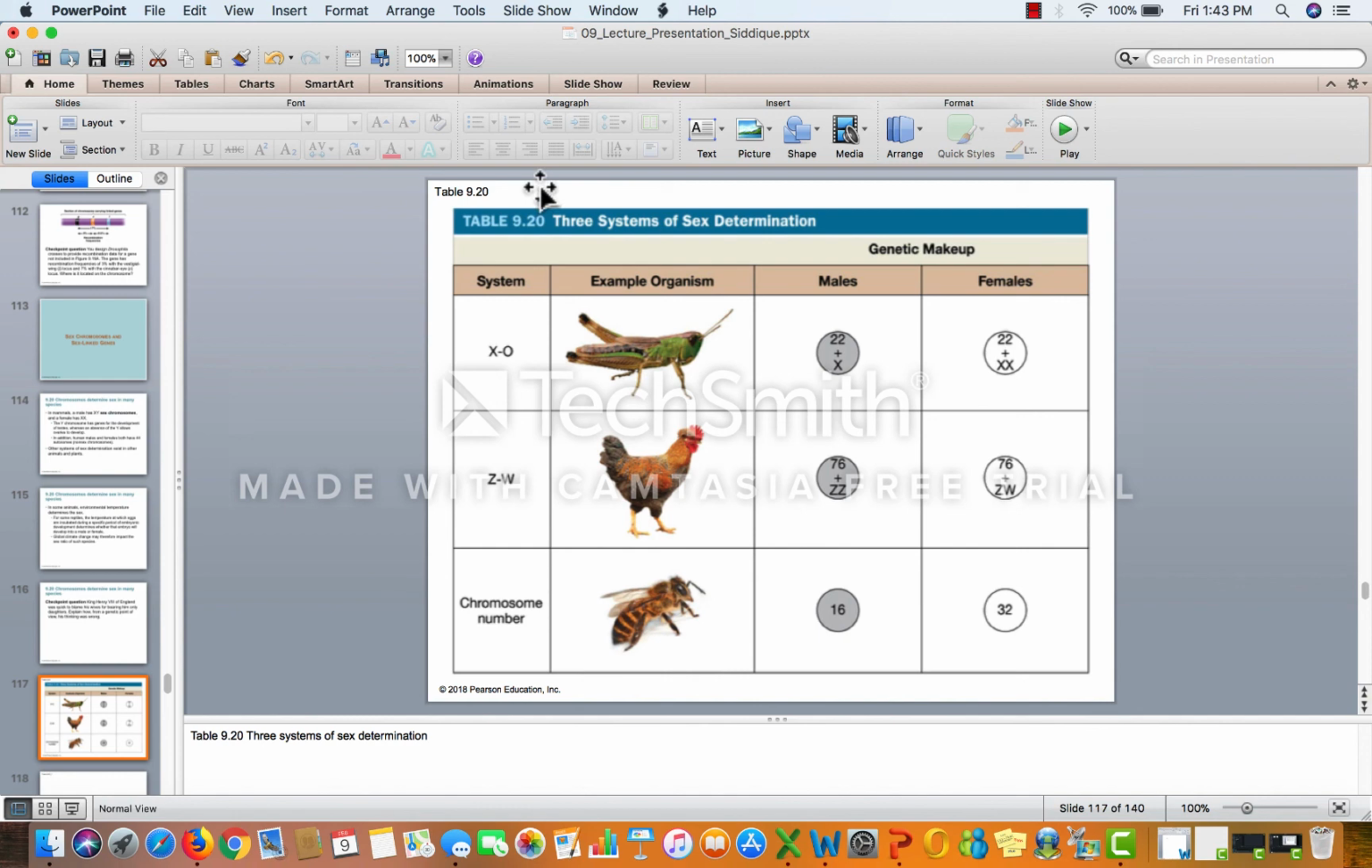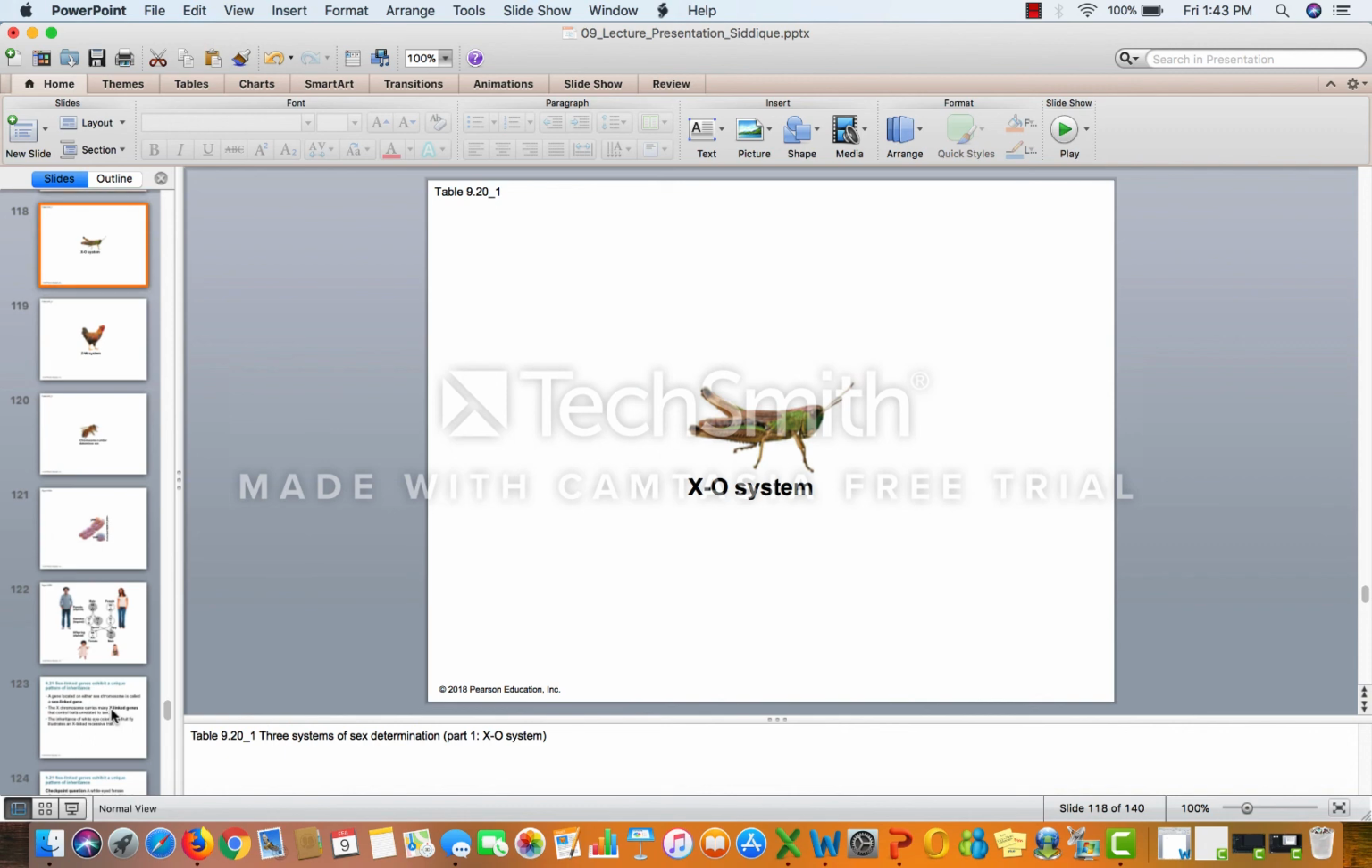Okay, this is sex determination. This is kind of cool. There are three systems of sex determination. We've got a grasshopper here, we've got a rooster, and we've got a bee, right? The genetic makeup of males is 22 plus X, females is 22 plus XX. Males here are 76 plus ZZ, and females are 76 plus ZW. The genetic makeup for bees is 16 for males and 32 for females. So it's kind of cool. There are probably different variances of male and female species that produce different types of chromosomes and numbers. So it's definitely different for all those systems.